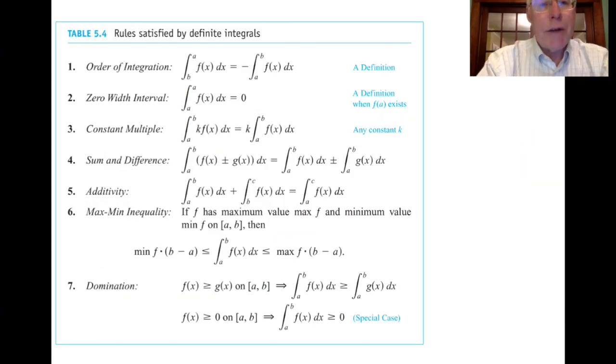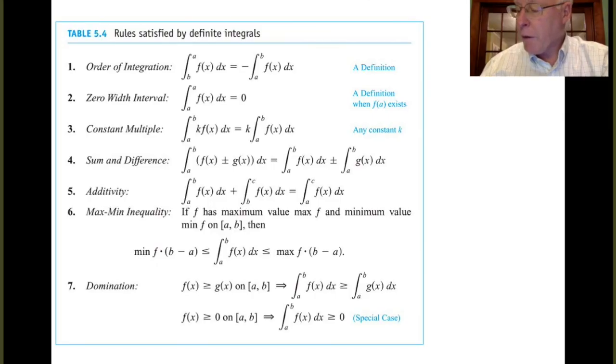Like derivatives and antiderivatives, the definite integral follows many rules. In fact, there's a few more of them here because we also have to say something about the particular limits on the integral. So these are the rules followed by definite integrals. They're on page 317 of your textbook. So you really have to know these. We're not going to spend too much time with them, but let's take a look at a few of them very quickly.